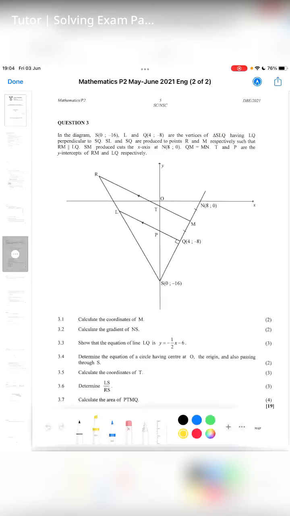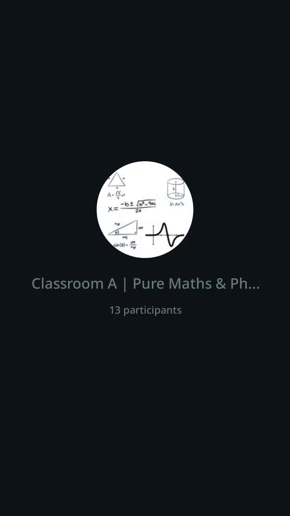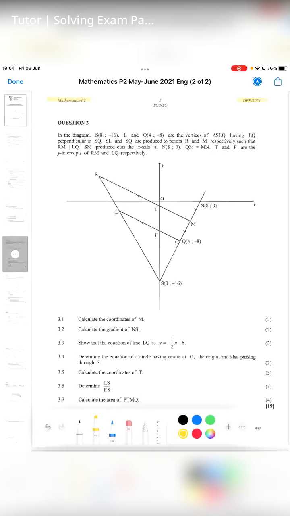So this is DBE 2021. Ladies and gentlemen, I suppose in this lesson, it's either you're doing grade 10, 11 or 12. It doesn't really matter that much. You know that I do master lessons where I accommodate all the grade 10s, 11s and 12s. So let's have a look at question number 3.